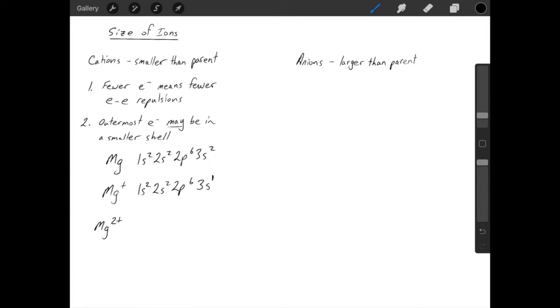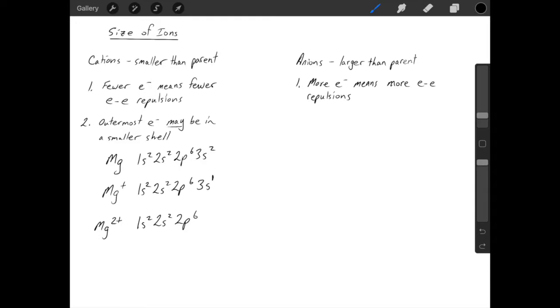And if you make Mg2+, by removing an additional electron, you'll get this configuration. And now the outermost electron is in the n=2 shell, which is much, much smaller than the n=3 shell. And that means that magnesium 2+'s outermost electron is fairly close to the nucleus, which means the Mg2+ ion is much smaller than the magnesium atom. Anions are always going to be larger than their parent atoms, and the reason for this is almost exactly the same reason that cations are smaller.